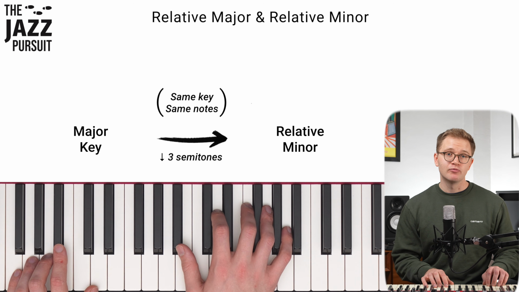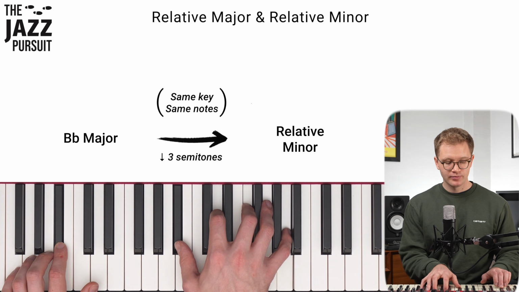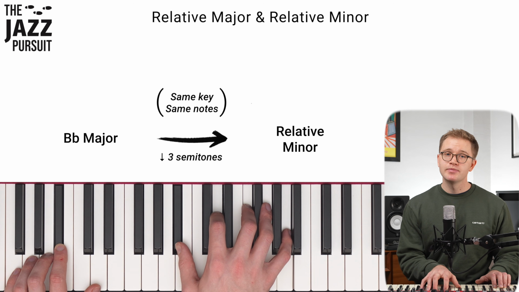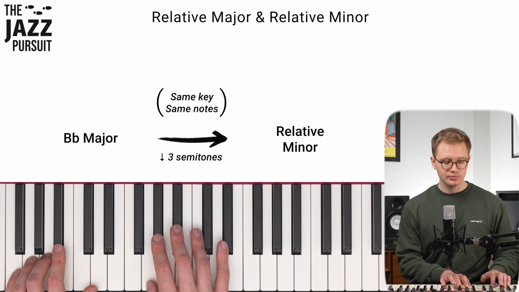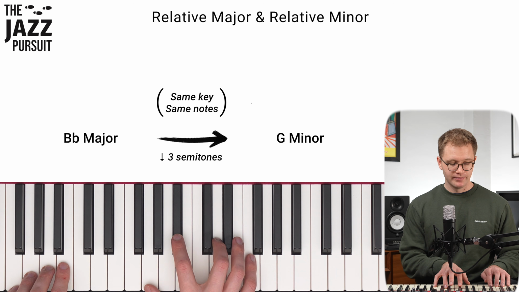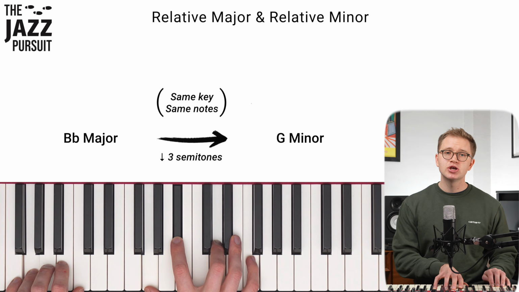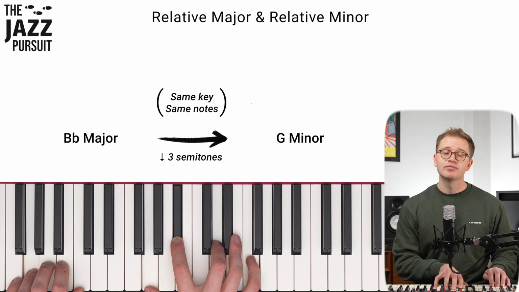Or, if we're in the key of B flat major, the relative minor is down 3 semitones, G minor. So G minor has the same key signature and is made up of the same notes as B flat major.